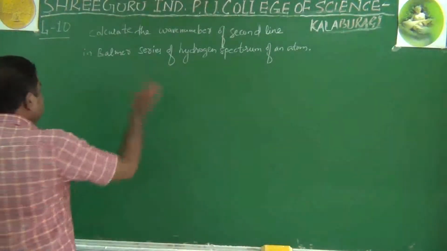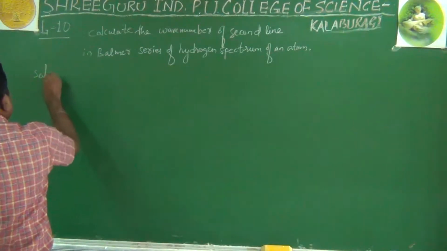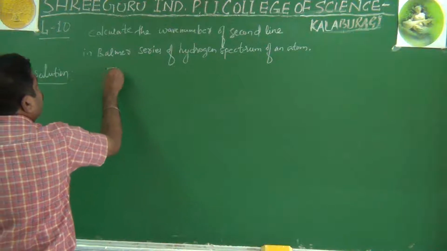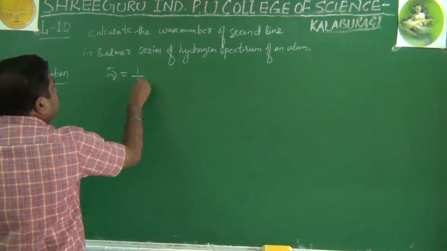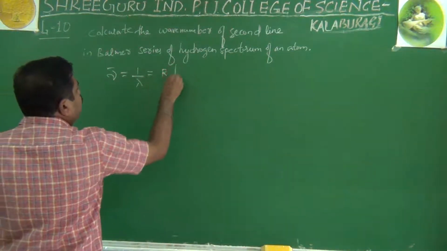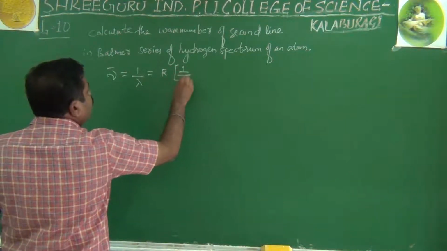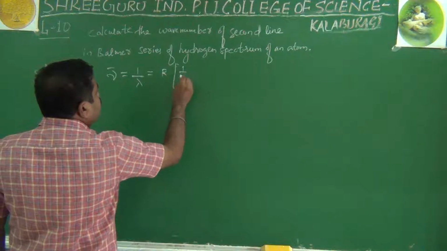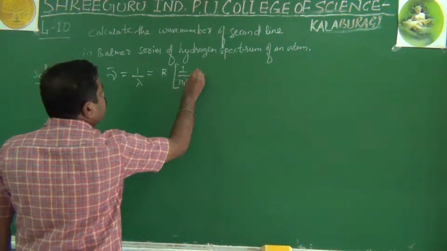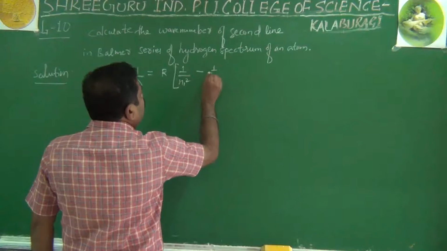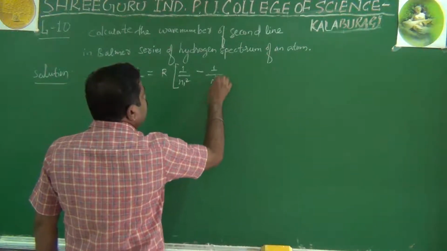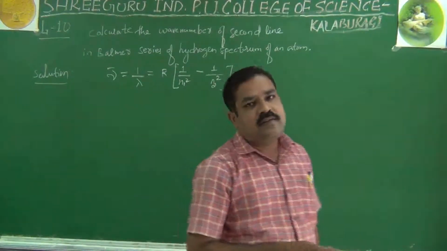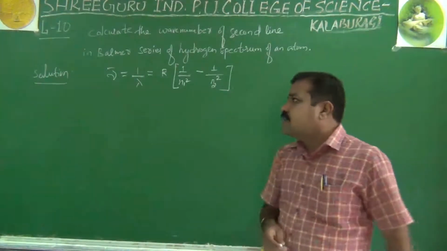See, for spectral series, you know the solution. You can use the formula, as I already told you yesterday: nu bar is equal to 1 by lambda is equal to R into 1 divided by n1 square minus 1 divided by n2 square, where R is the Rydberg constant, n1 is the ground state energy level and n2 is the excited state energy level.